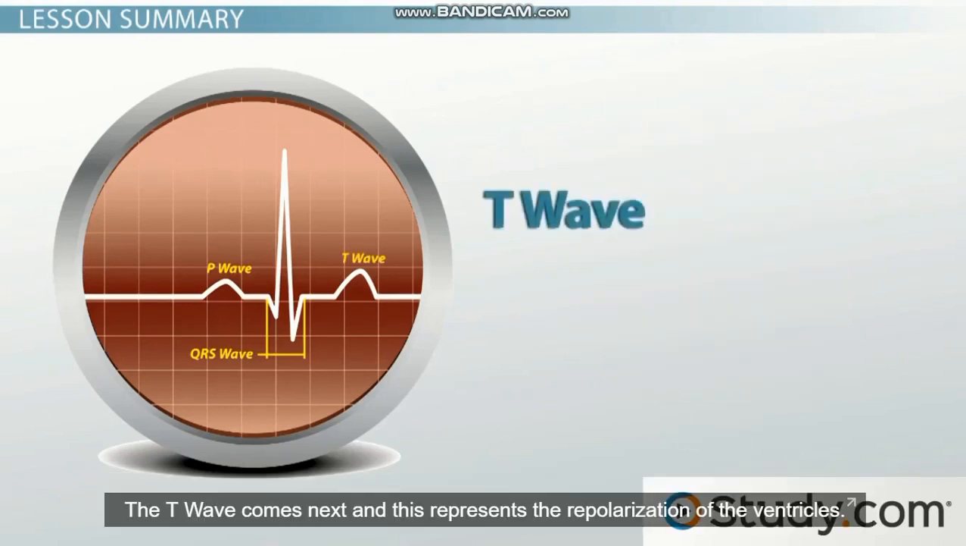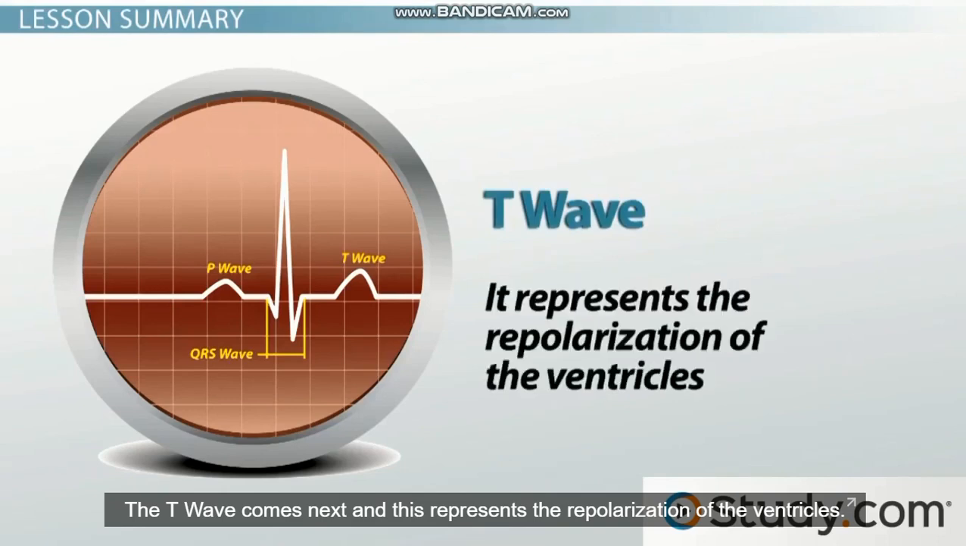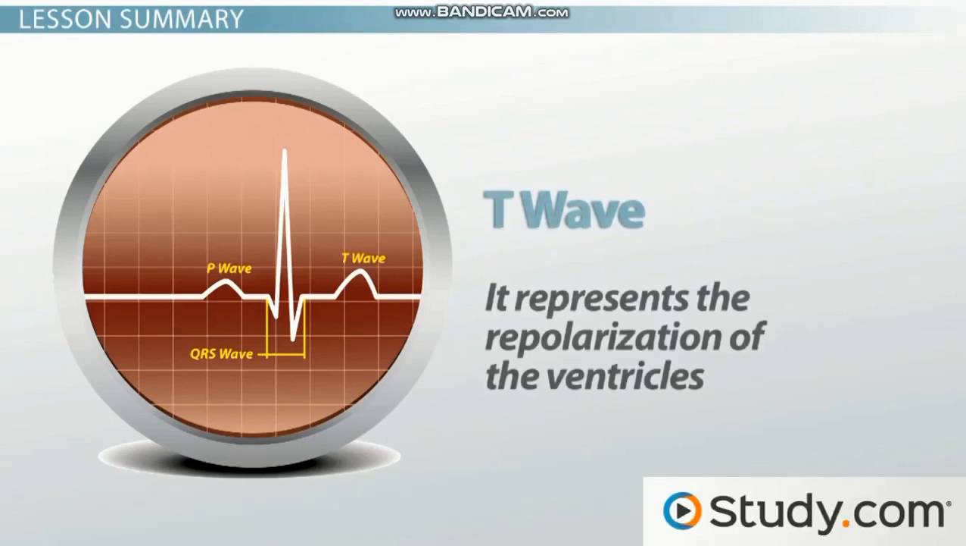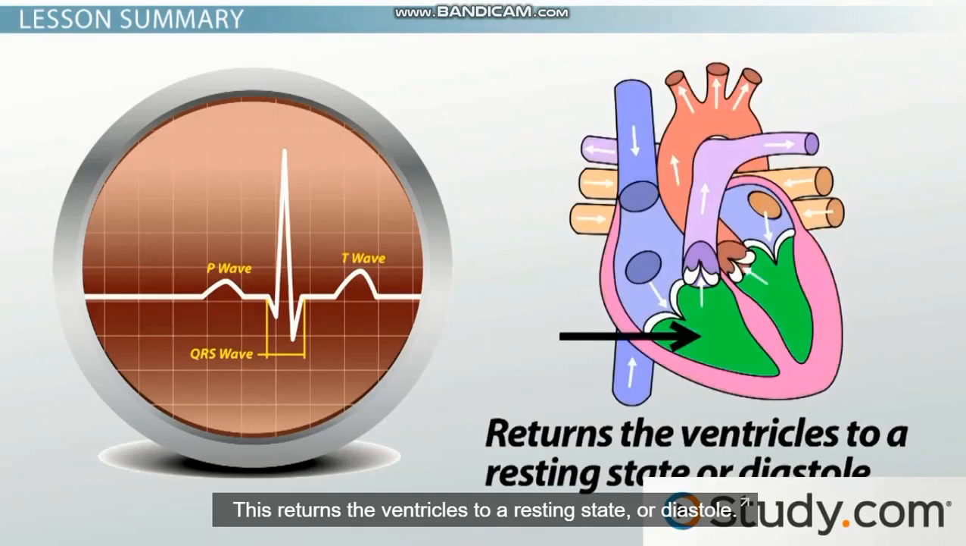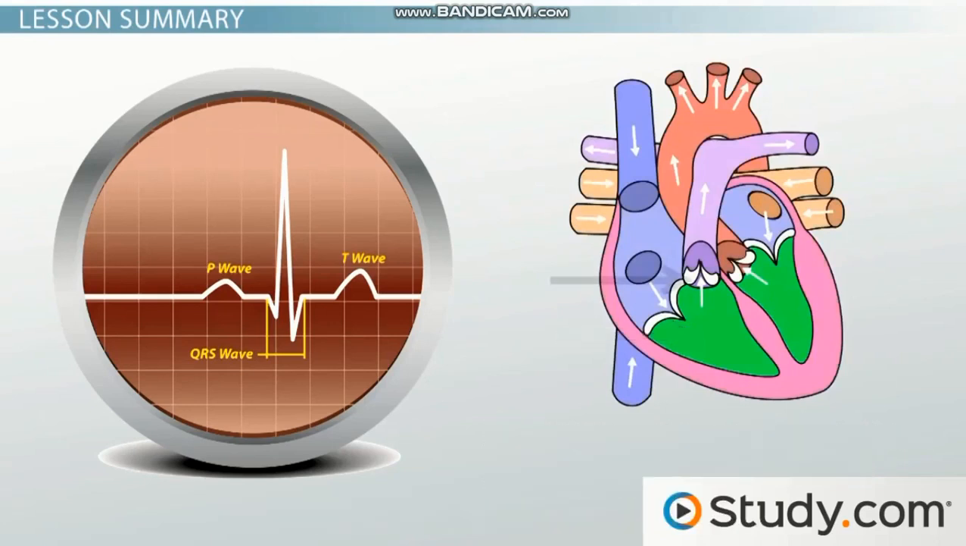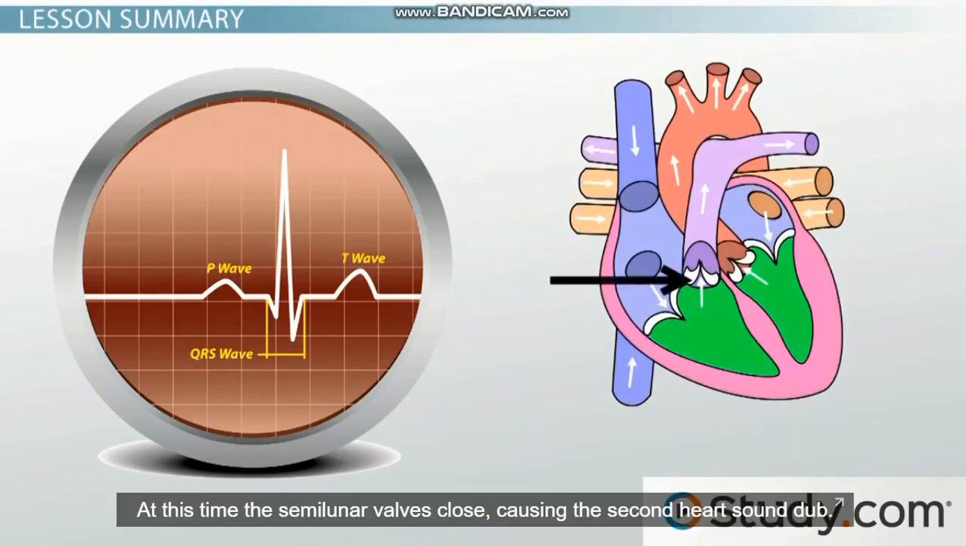The T wave comes next, and this represents the repolarization of the ventricles. This returns the ventricles to a resting state, or diastole. At this time, the semilunar valves close. This causes the second heart sound, dub.